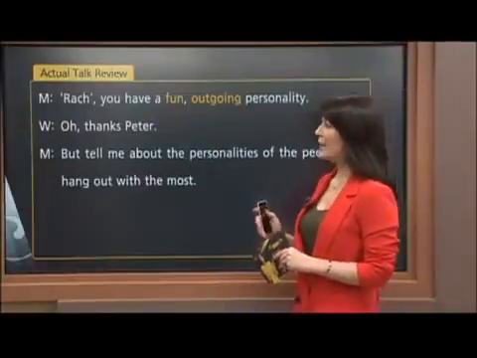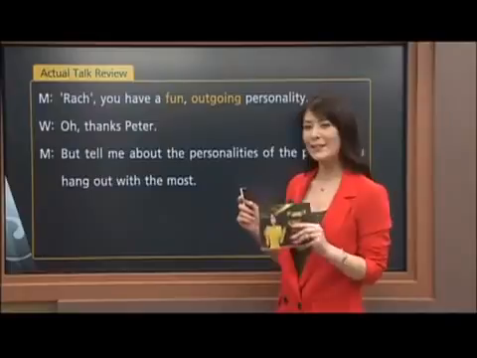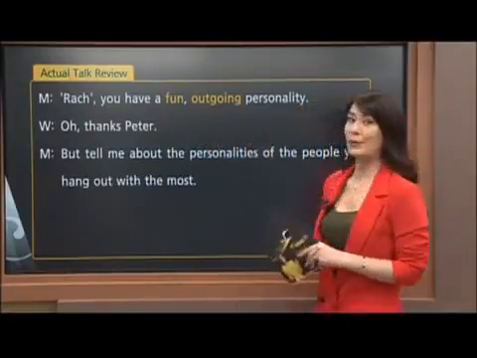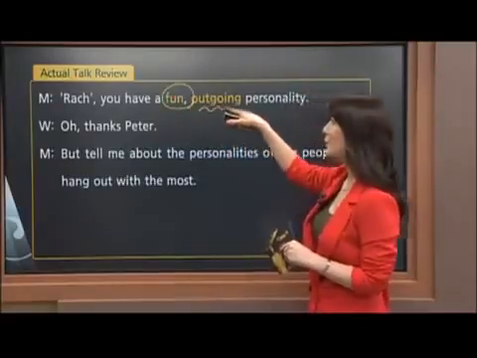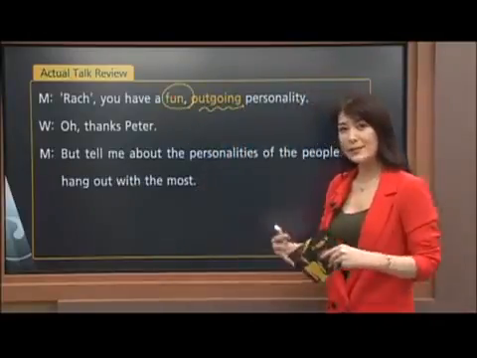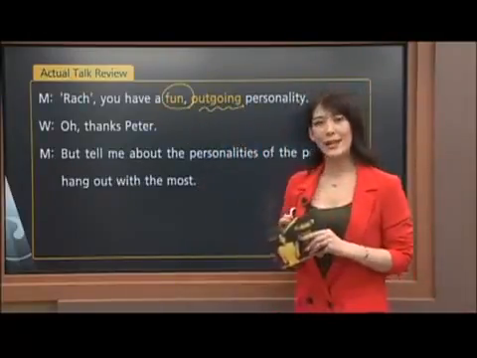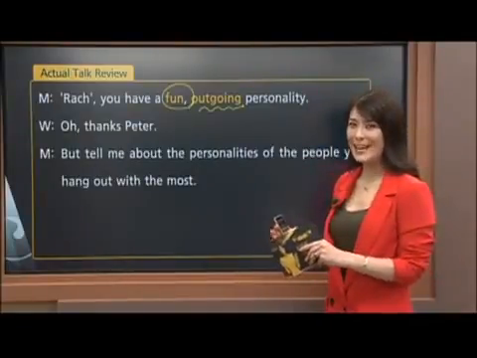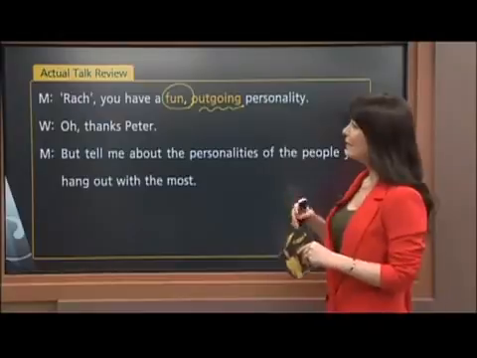First of all, what does Peter say? He says Rach, short for Rachel. I guess now that he's calling her Rach, they've become good friends, right? So he says, Rach or Rachel, you have a fun, outgoing personality. Fun, we all know fun. And what about outgoing? Out is outside, meaning you're good at expressing yourself. If you say that somebody is outgoing, you're saying that that person is very friendly, very sociable. They get along with people. They make friends easily, okay? They're full of energy. They're lively.